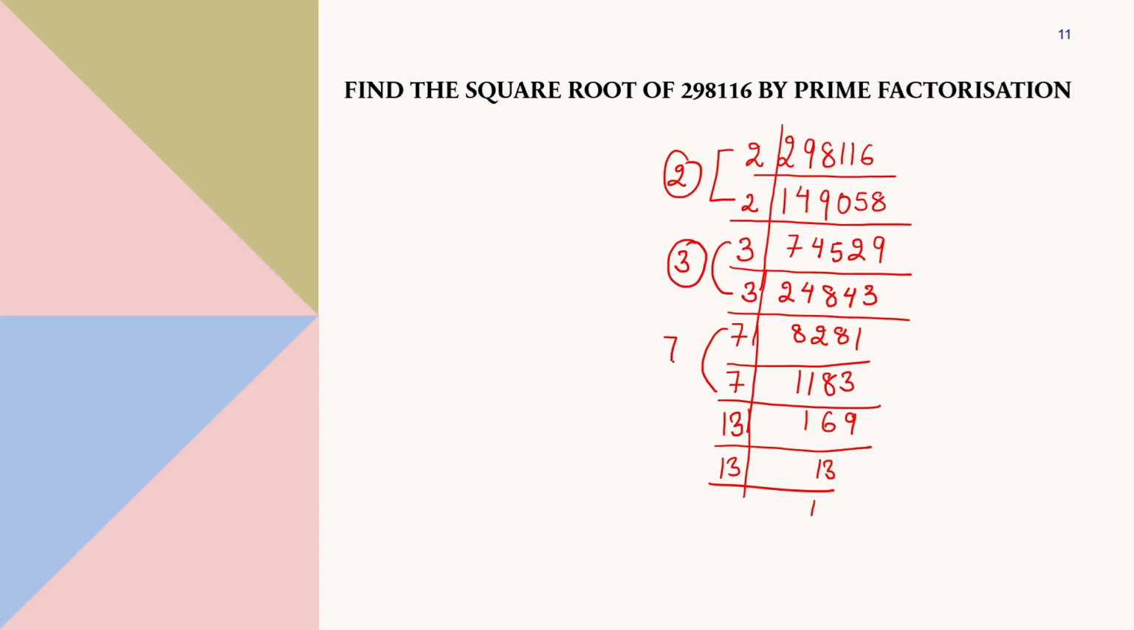Make pairs, as we are dealing with square root. So we'll make pairs: 7, 13. Now, multiply these numbers and that will be the square root of 298116, which is further equal to 546.